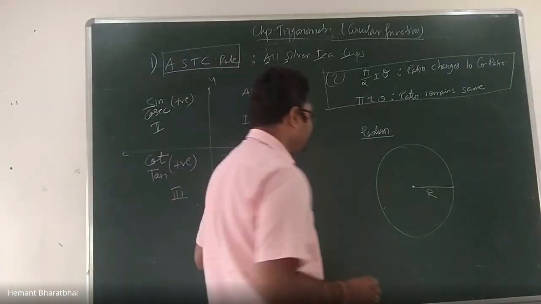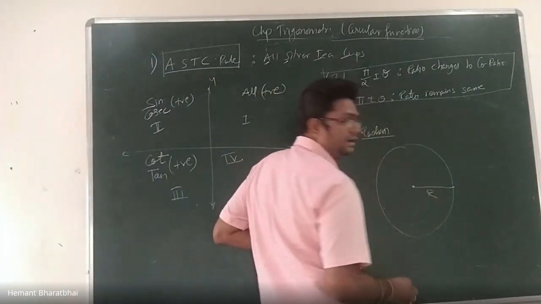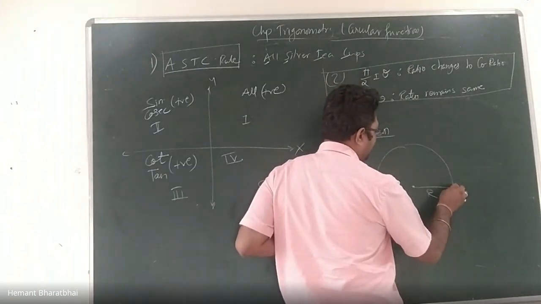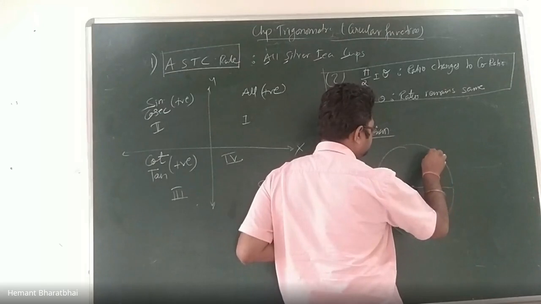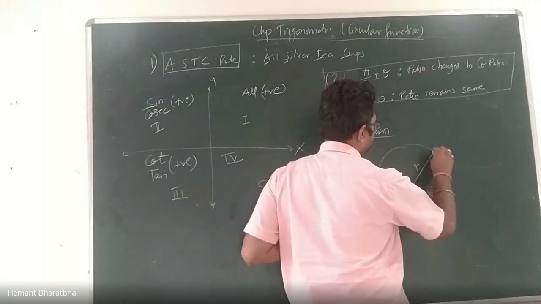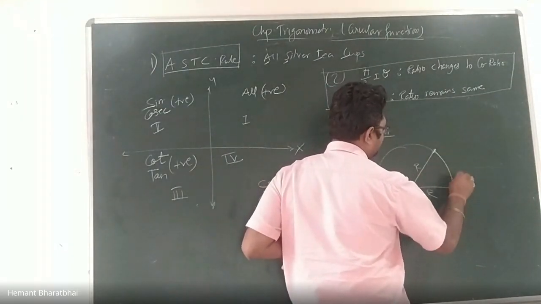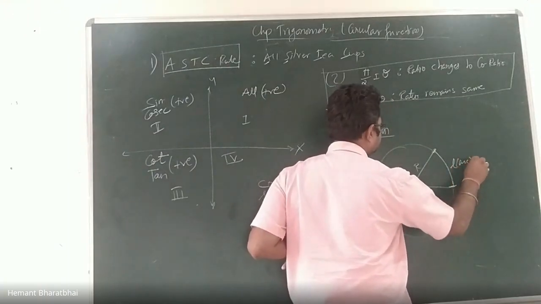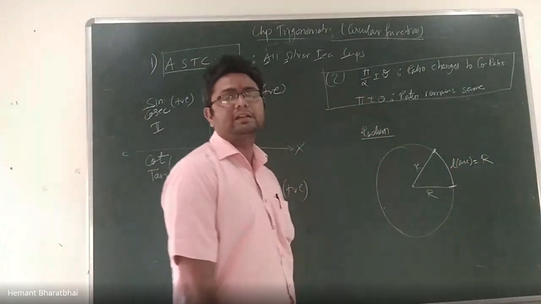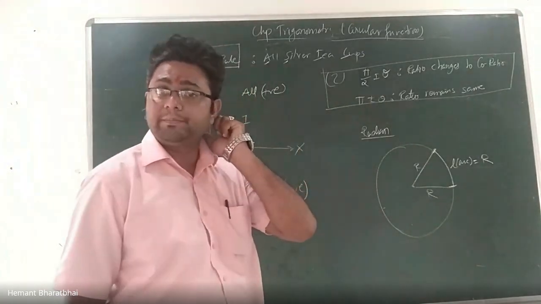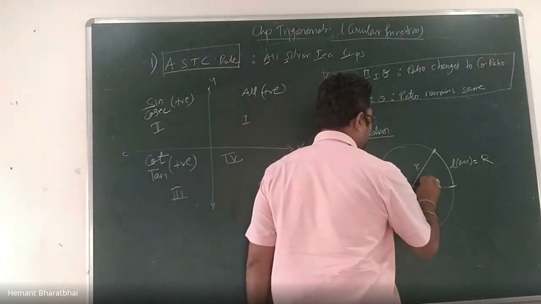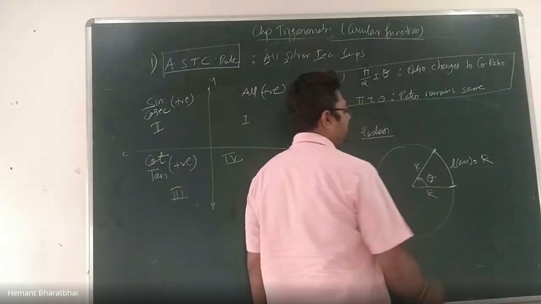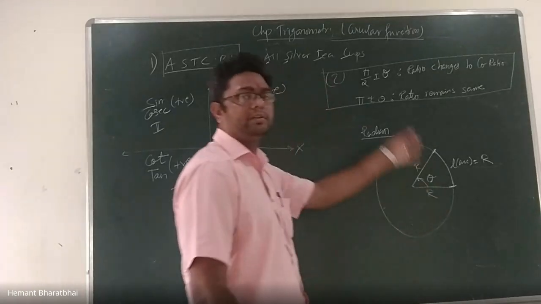So what is 1 radian? Say the radius of this circle is r, and I cover this distance, which we call the length of arc. If my length of arc is equal to the value of the radius, then the angle between this initial and the final point is called 1 radian.